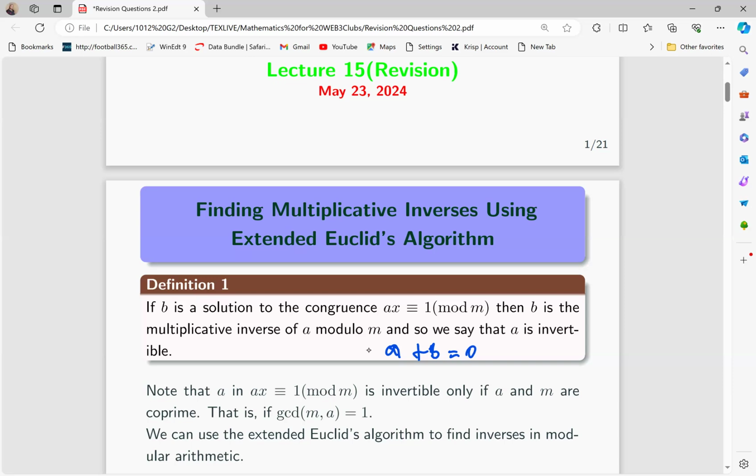For instance, the additive inverse of 3 mod 7 would be 4, because 3 plus 4 mod 7 gives me 0. So when we talk about additive inverse, that is easy. Just look at what element, when added to the element that I've been given, would give me 0. 0 is the identity element under addition.